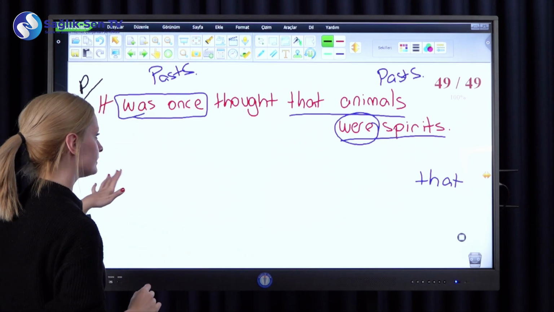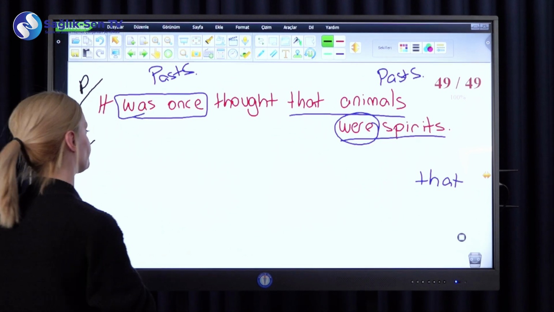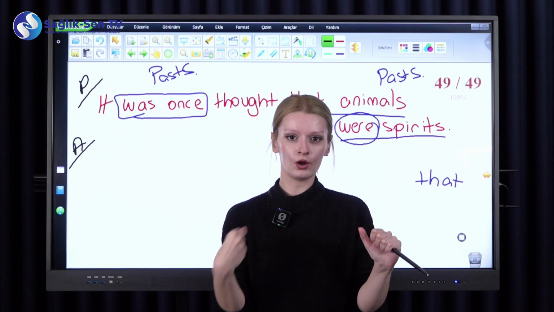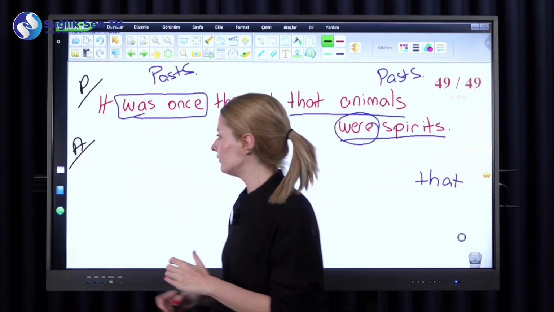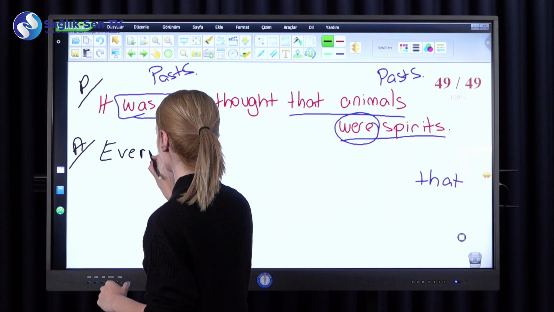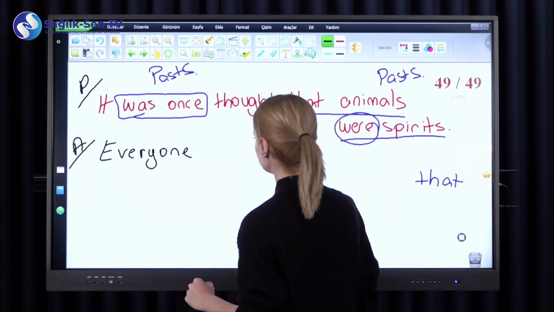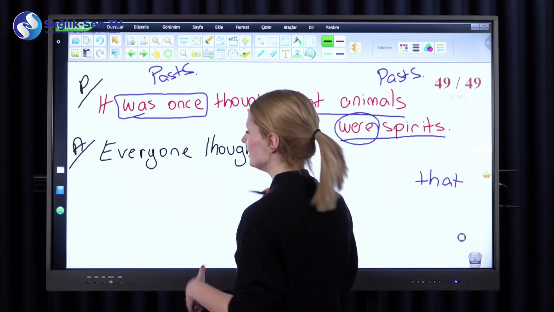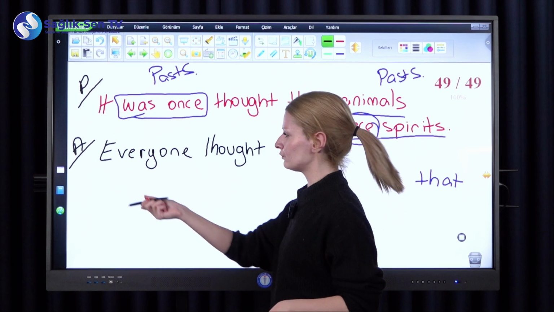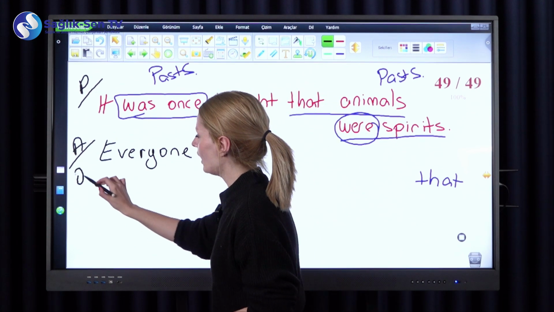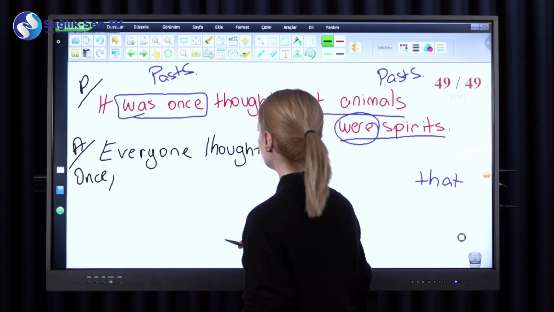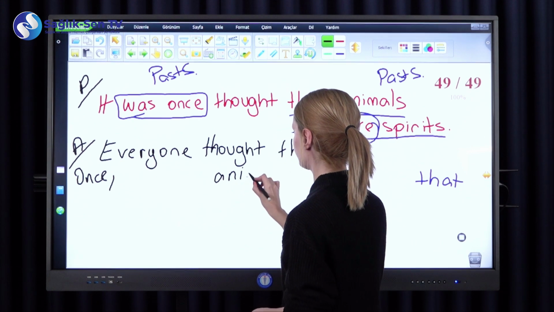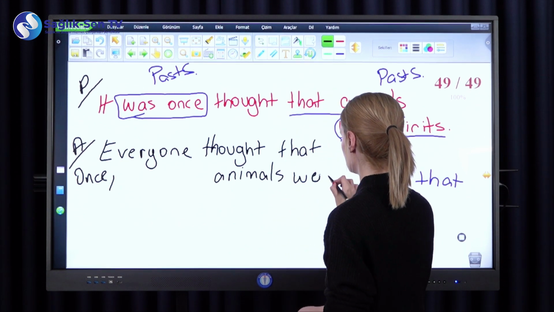It was once thought that animals were spirits. I'm talking about a general knowledge that belongs to the past. So I will use everyone as my subject. Everyone thought. I can put once into the beginning of my sentence as well. Once, comma, everyone thought that animals were spirits.